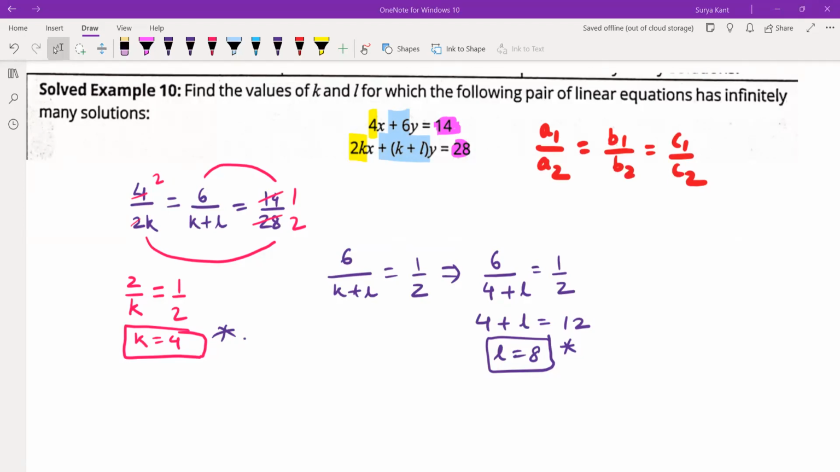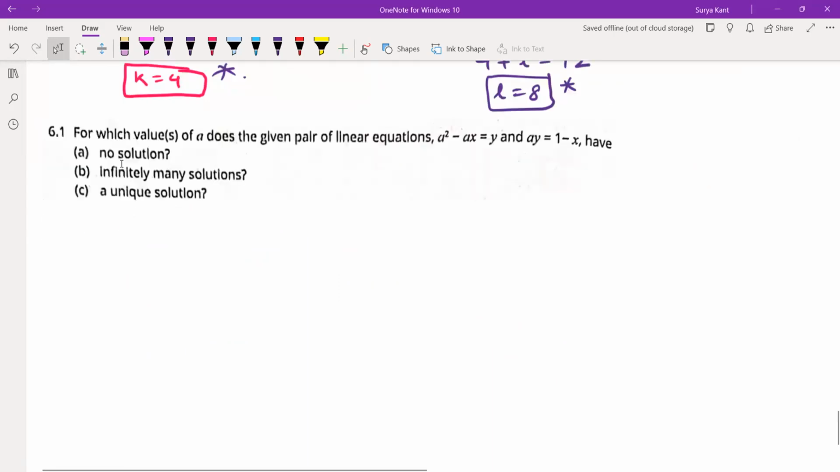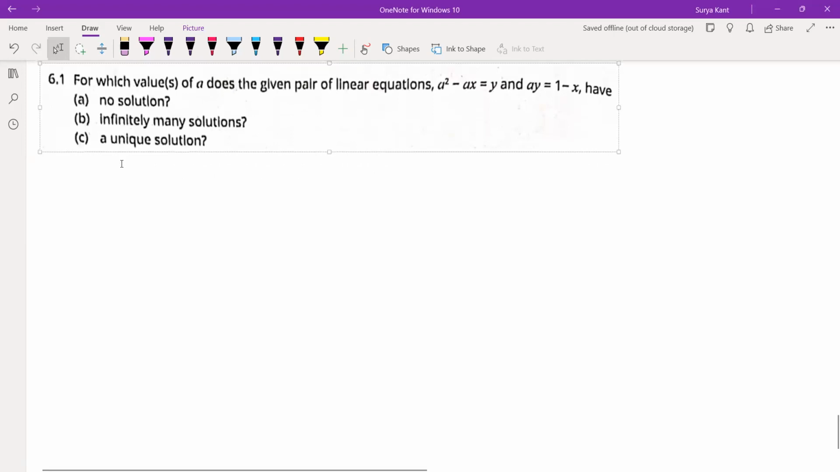Next question here is: for which value of a does the given pair of linear equations have three cases: no solution, infinitely many solutions, and unique solution.